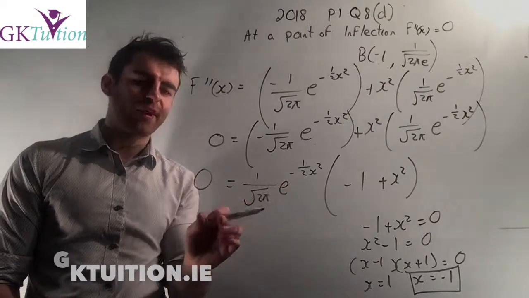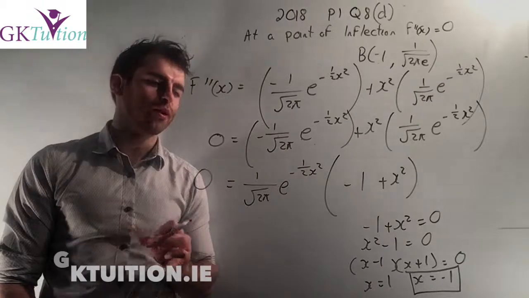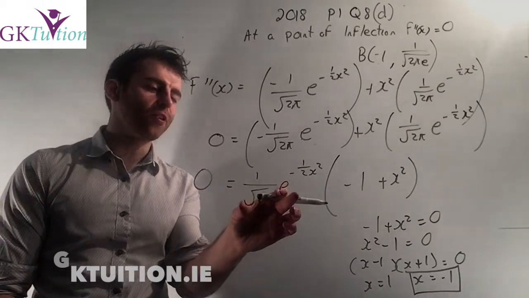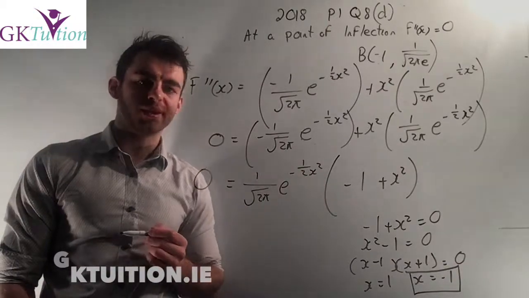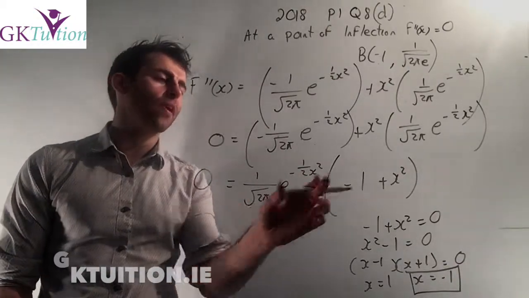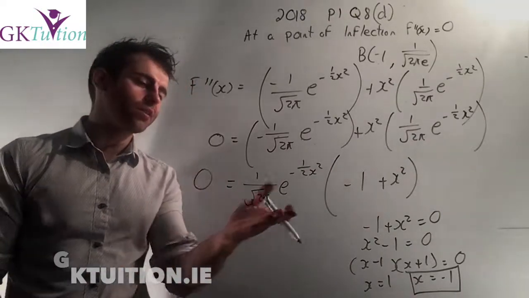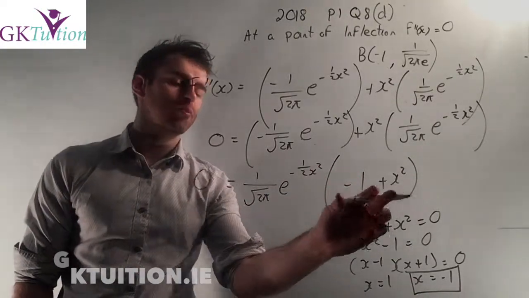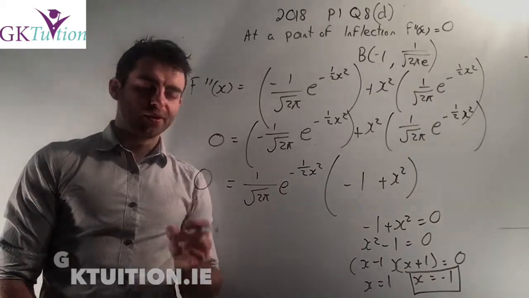Which means I can just factorize out 1 over root 2 pi e to the minus a half x squared. If I divide the common factor into the first term, I'm just left with minus 1. If I divide the common factor into the second term, I'm just left with x squared. So in fact, on this line, at least now I have something that looks a bit more familiar. And remember, if that is equal to 0, we can now solve it.